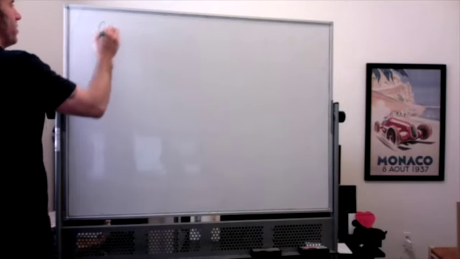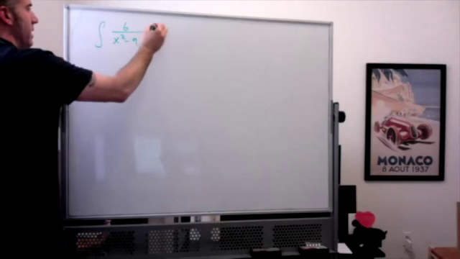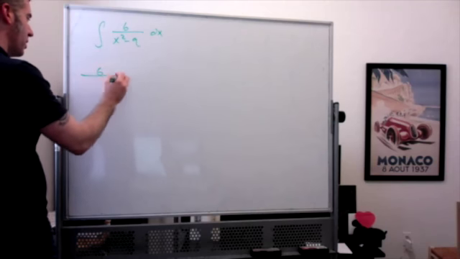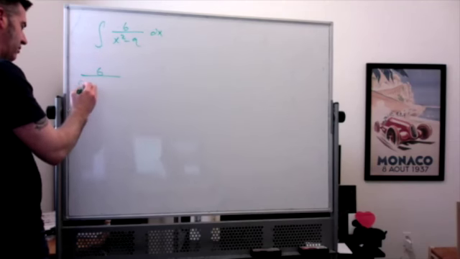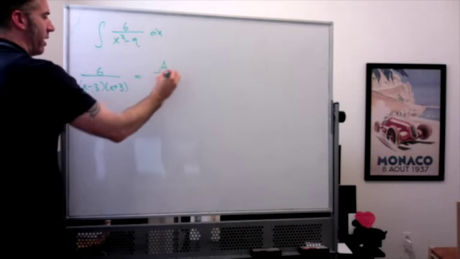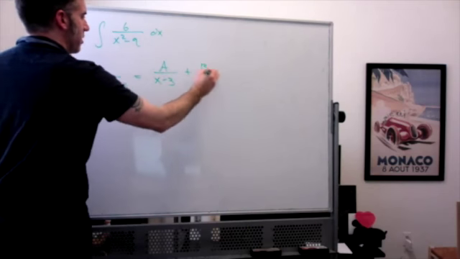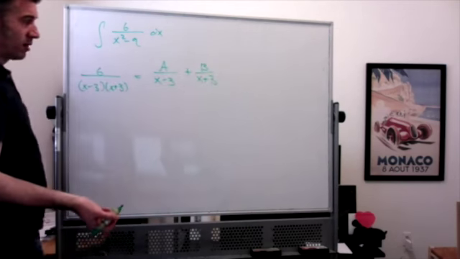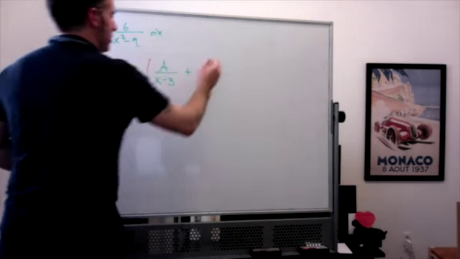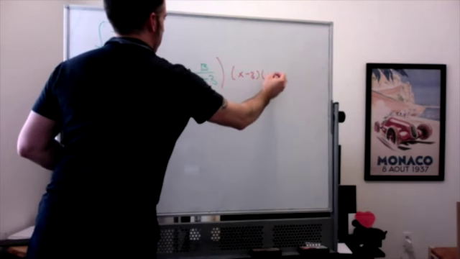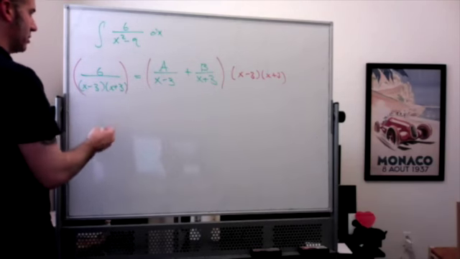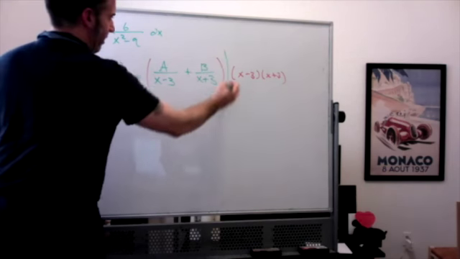So for the integral of 6 over x squared minus 9 dx, we're going to take the integrand, just the fraction. We're going to factor it because, of course, you have to be able to factor it to use partial fractions. And then we're going to set that equal to a over x minus 3 plus b over x plus 3. And then we're going to find a and b. Before that, we're going to multiply both sides by x minus 3 times x plus 3, the whole thing multiplied by that.